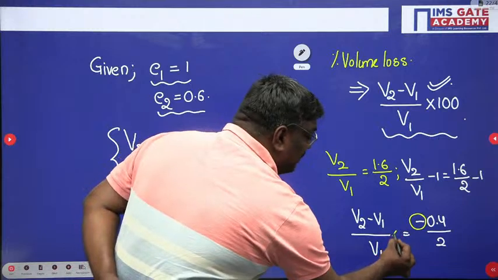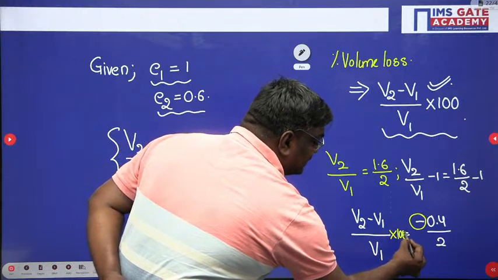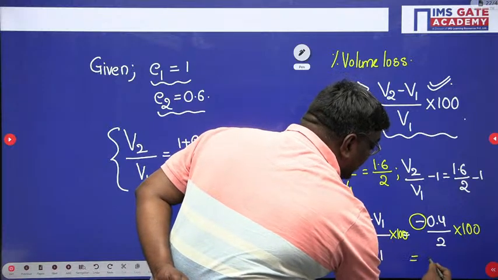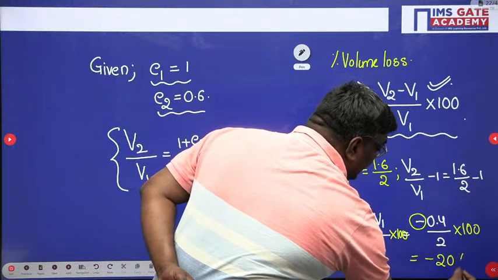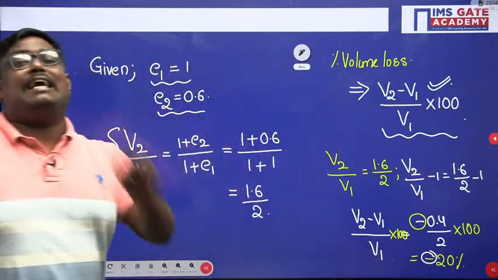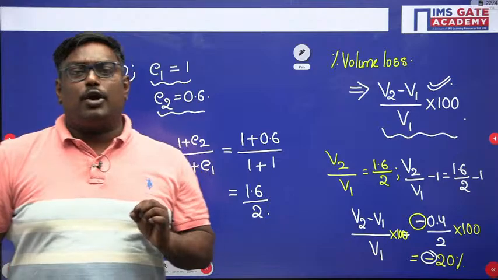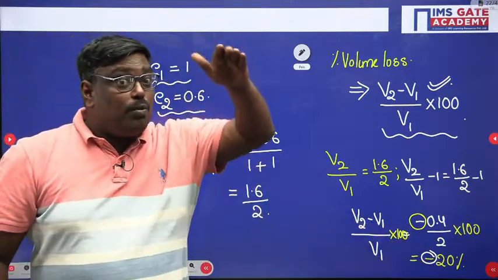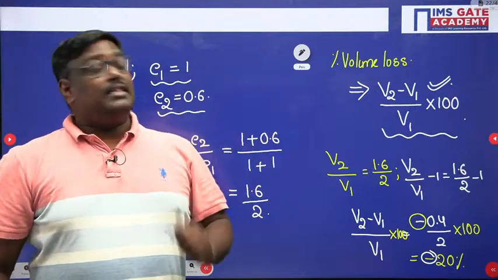So if I multiply with 100 as it is percentage, this will create minus 20 percentile. So Rocky, here see, this minus indicates loss. Agree or not, Rocky?